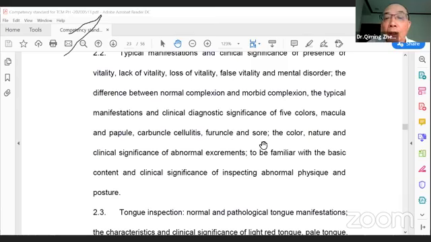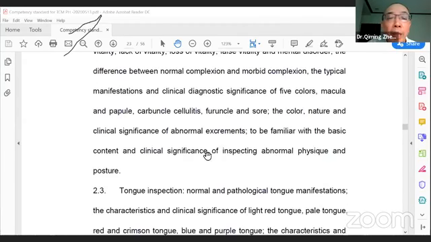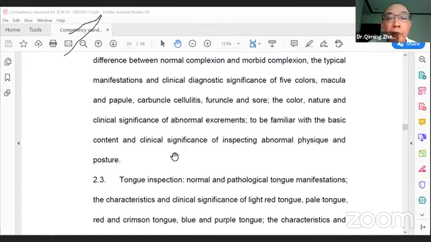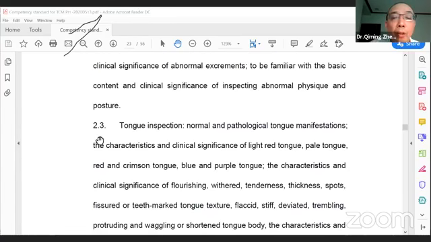The color, nature, and clinical significance of abnormal excrements. To be familiar with the basic contents and clinical significance of inspection of normal physical and posture. Tongue inspection. Maybe the time is the limit, so I give all of you the major topic. Later, this is all of the detail.